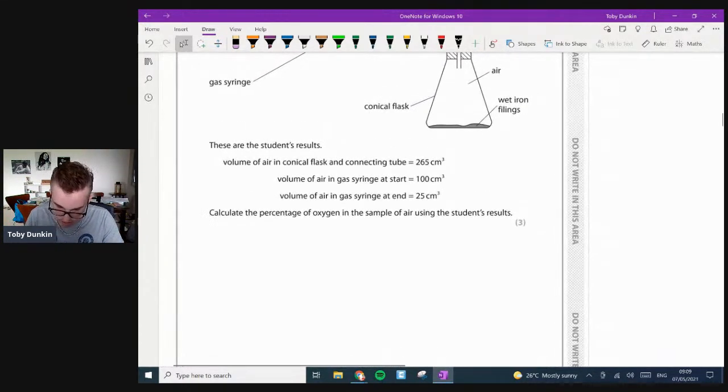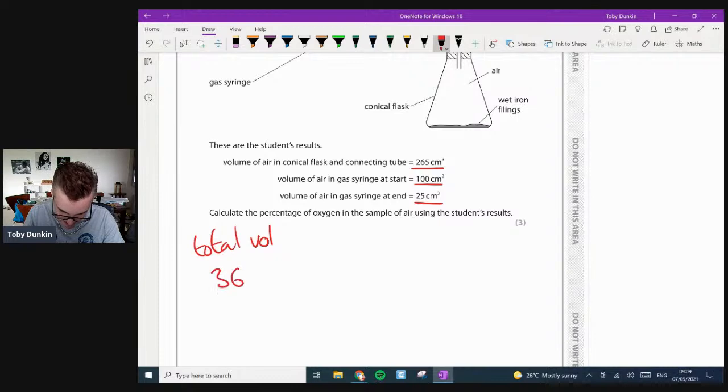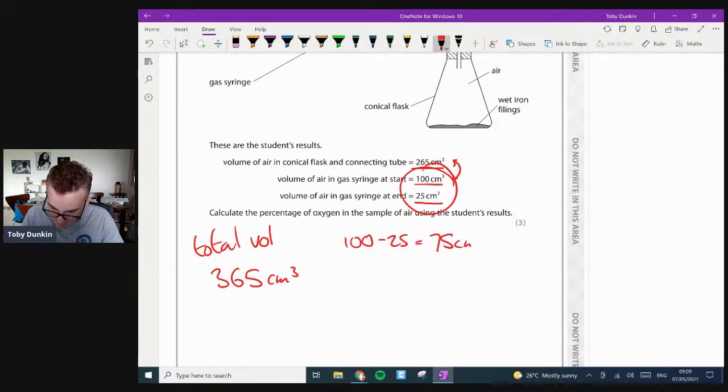So the first thing is, what's the total volume? So the volume of air in conical flask and connecting tube, volume of air in the gas syringe at the start, volume of air in the gas syringe at the end. So the total volume was 365 centimeters cubed. I've added these 2 together. Now, we also know that the volume of air, so 100 minus 25, is going to give us 75. So we know that 75.